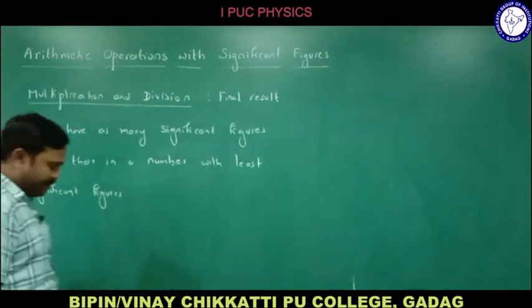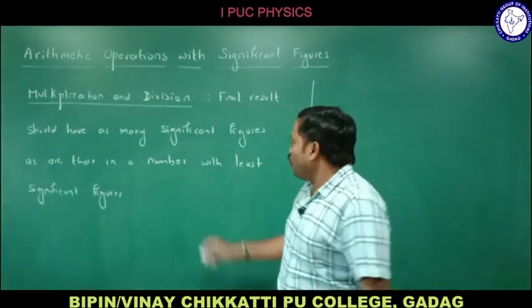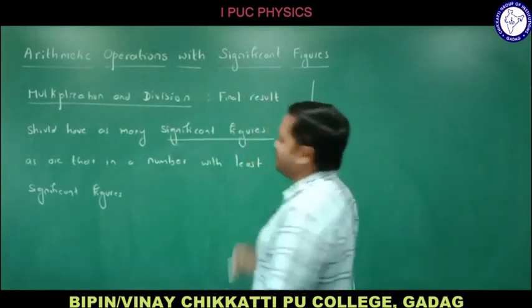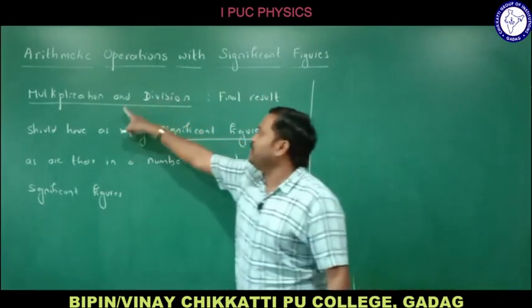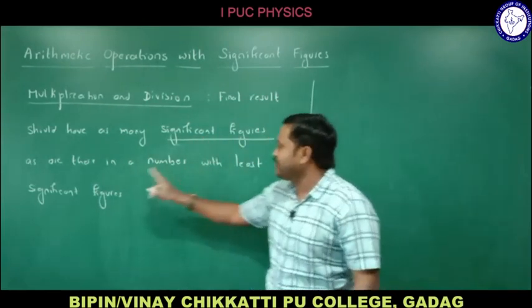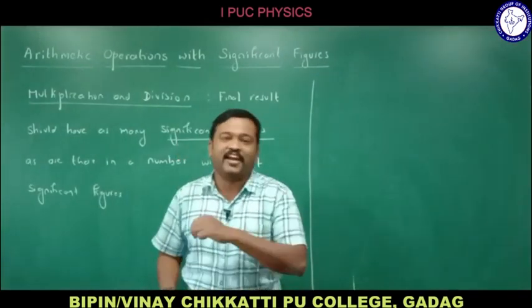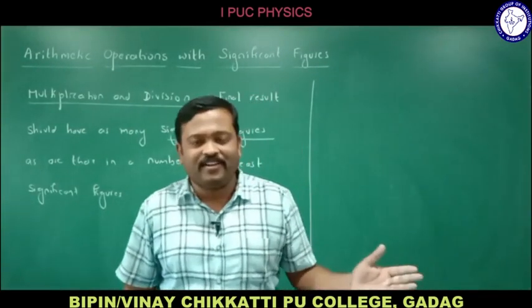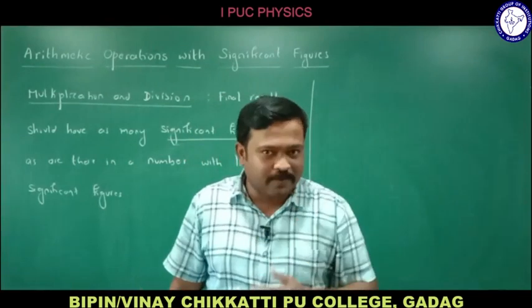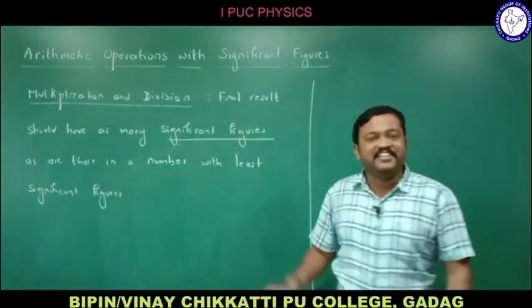Do remember, right? So in case of multiplication and division, what we need to see? Significant figures, right? Final result of multiplication and division should have as many significant figures as are there in a number with the least significant figures, right? Okay, so whenever you speak about addition and subtraction, go with the decimal places. Whenever you do multiplication or division, we need to go with the significant figures.